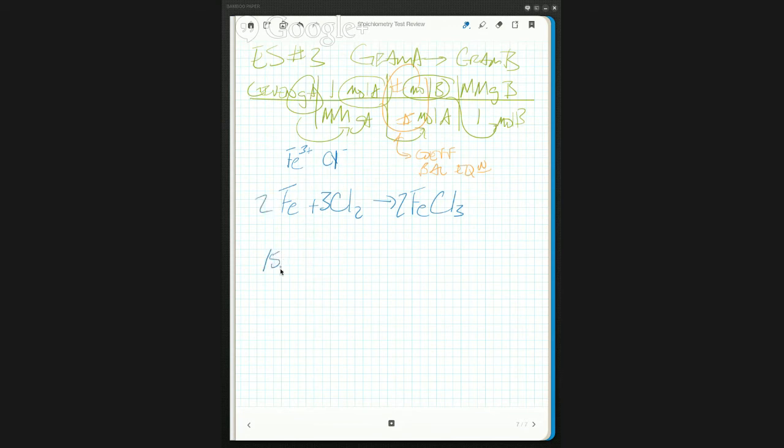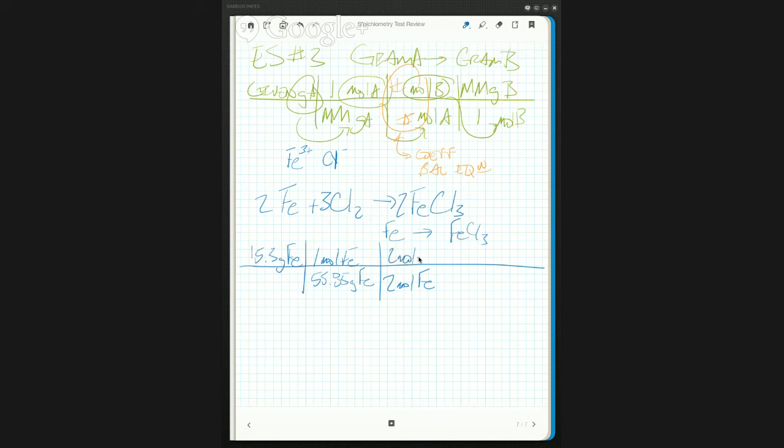And we're given 15.3. Oh, you know what? I want to not do it like that. Let's open it up. Okay. So we have 15.3 grams of iron. And the molar mass, 55.85 grams of iron to 1 mole of iron. And then you have your coefficient, 2 moles of iron. And what are we converting to? We're going to iron chloride. So it's FeCl3, sorry about that.